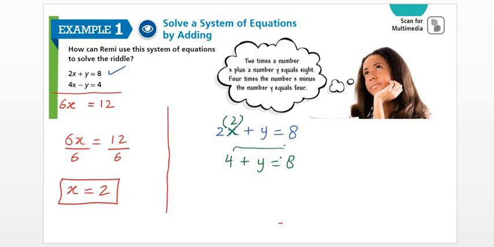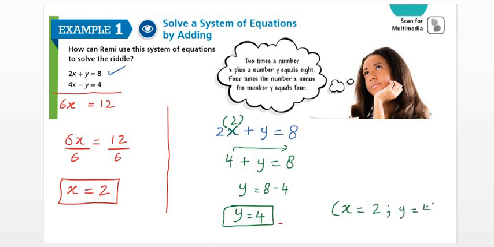To get the value of y, I'll move that 4 to the other side, so it will have the opposite sign. It will become negative 4. So the value of x is becoming 4. Okay, I got my system of equations solved: x equals 2 and y equals 4.